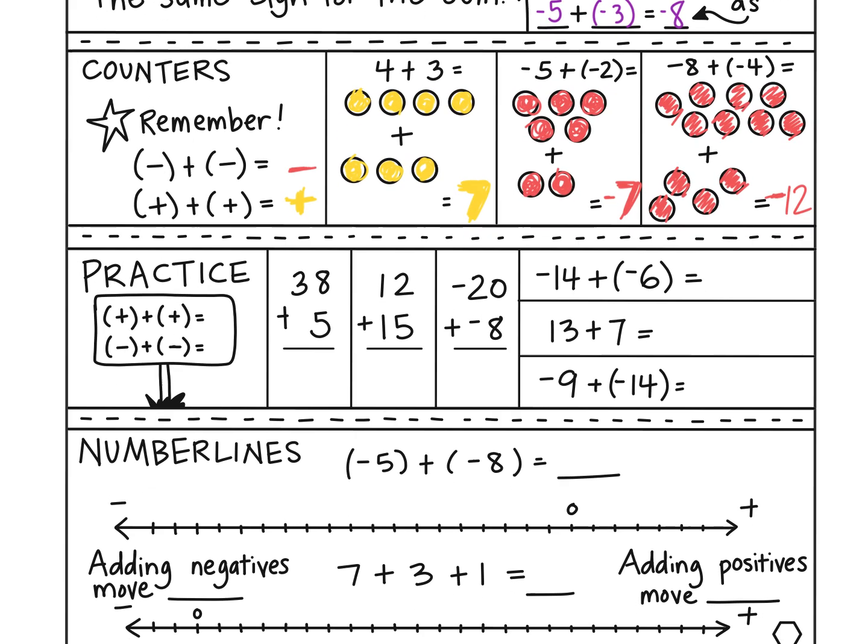Okay, here are some practice problems. You have them written 2 different ways. Again, don't forget that a positive and a positive, when you add them together, makes a positive, and a negative and a negative, when added together, equals a negative. All right, here we go. Positive 38 plus 5 is?